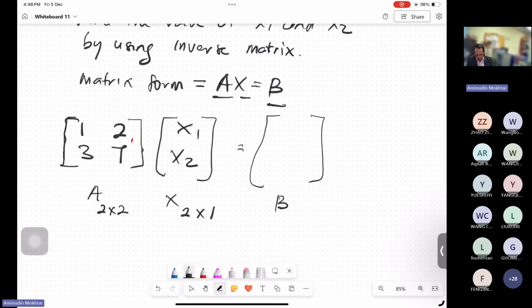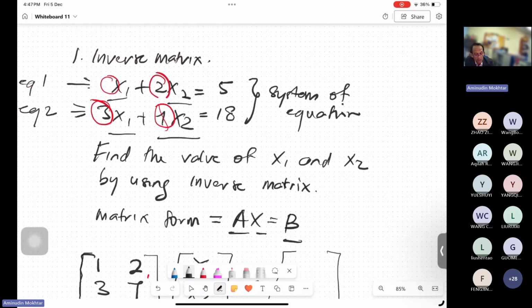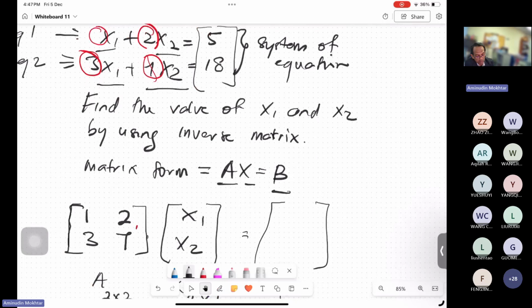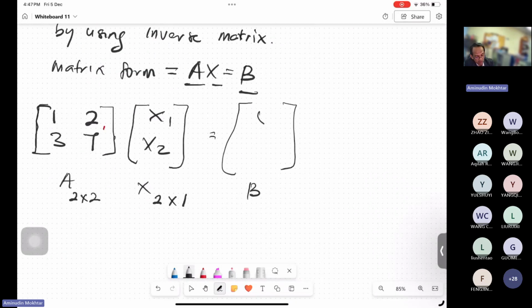So now we know the matrix A is 2 times 2. The matrix X is 2 times 1. Now the last one is B. B is very easy. B represents the intercept, or the constants without variables. Now we have 5 and 18. So B has the entries 5 and 18. B also has the size of 2 rows and 1 column only.